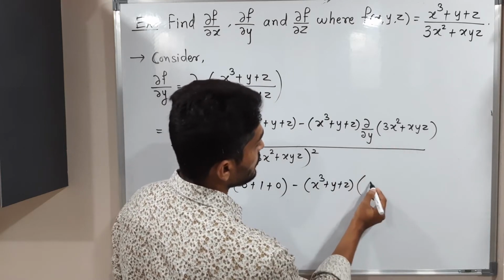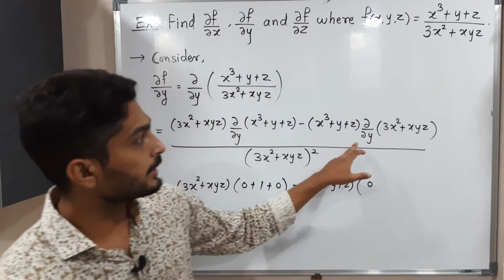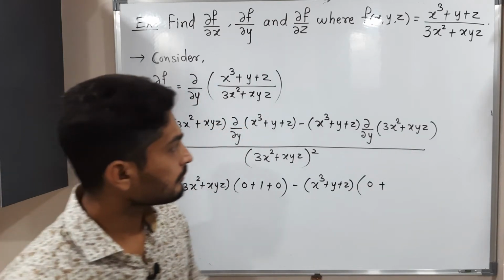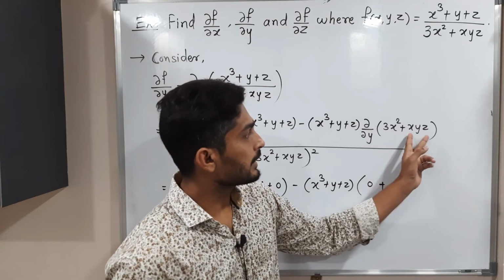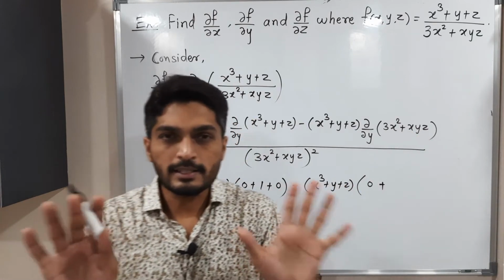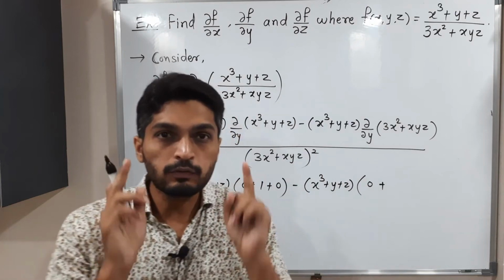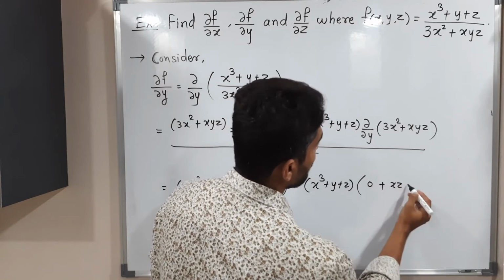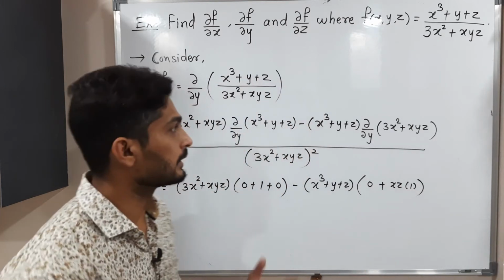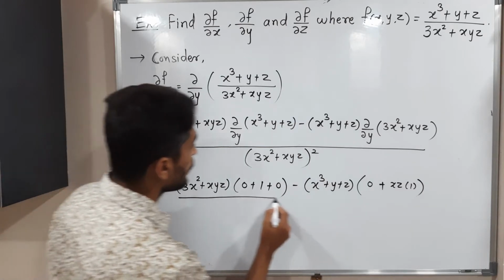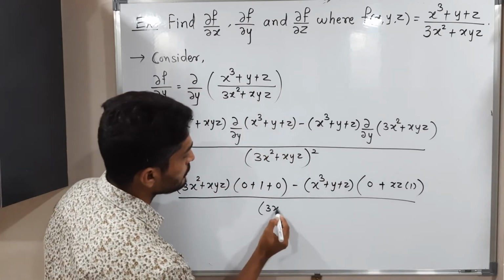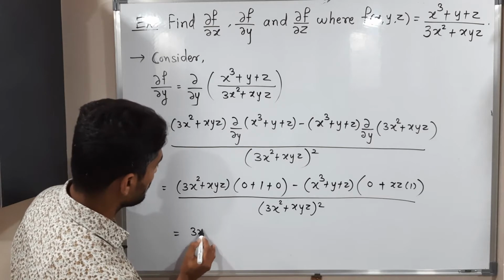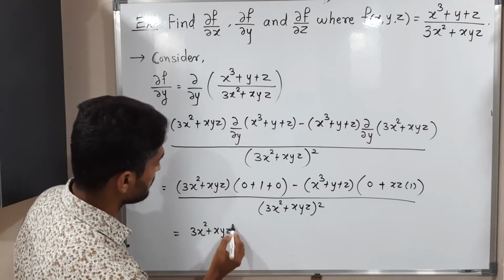What is the derivative of 3x square? 0, since we are finding the derivative with respect to y. Plus, addition is there, that's why I'm taking separate derivatives. Okay, see, we are finding its derivative with respect to y. So x and z are constant, don't look at them, you have to focus only on y. X and z are constant, those will be simply copy paste. The derivative of y is 1, getting into 1 since multiplication is there, whole divided by (3x square plus xyz) bracket square. So this is equal to 3x square plus xyz.